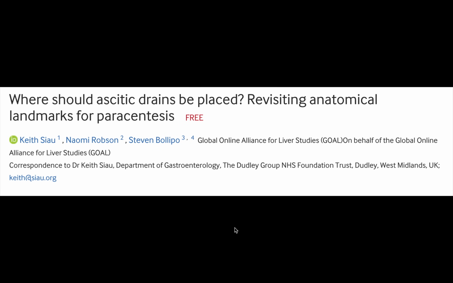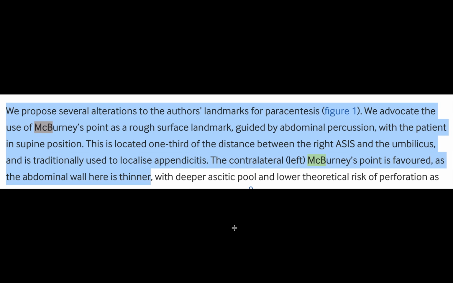So the next one we're going to look at is Revisiting Anatomical Landmarks for Paracentesis by Xiao, Robson and Balipo. And they note, we propose several alterations to the author's landmarks for paracentesis. We advocate the use of McBurney's point as a rough surface landmark, guided by abdominal percussion with the patient in supine position. This is located 1/3 of the distance between the right ACIS and the umbilicus.